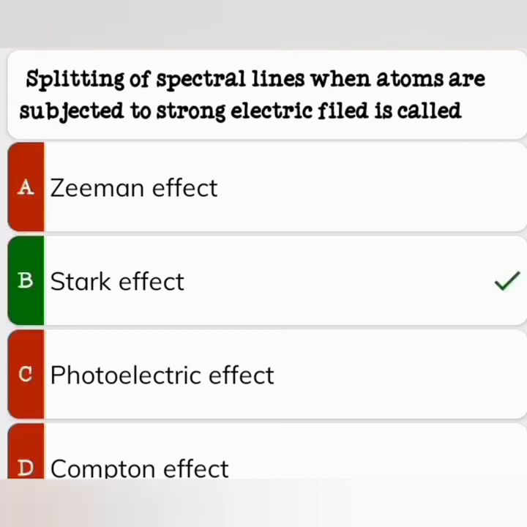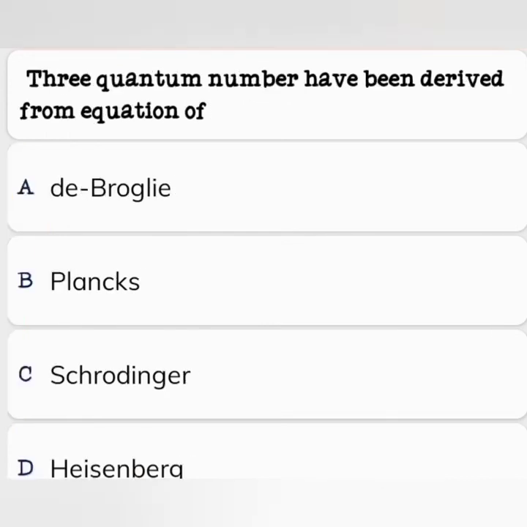Stark effect. Three quantum numbers have been derived from equation of A. de Broglie, B. Planck, C. Schrödinger, D. Heisenberg. Right option, आप अपने comment section में लिखें। So the right option is C.